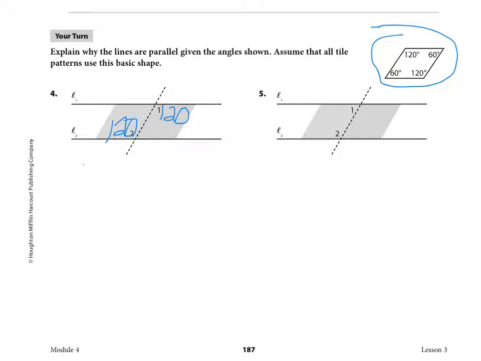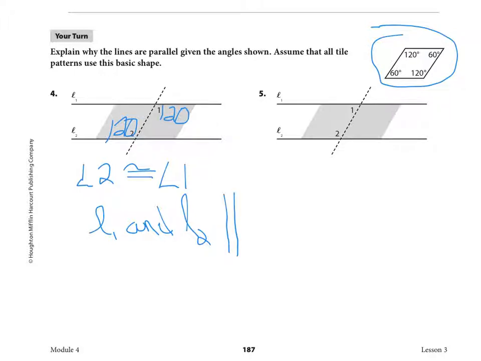So if angle 2 is congruent to angle 1, then line 1 and line 2 are parallel. And we can use this symbol right here for parallel. Okay?